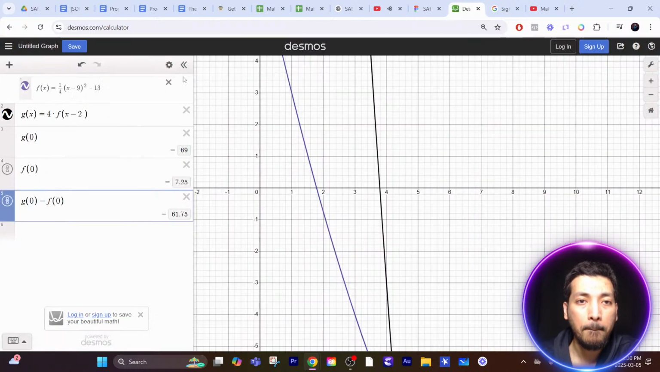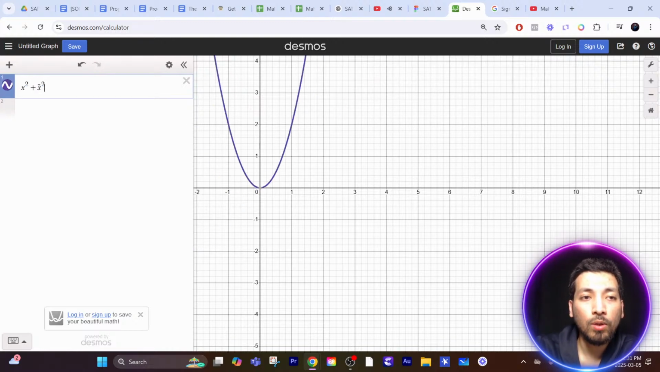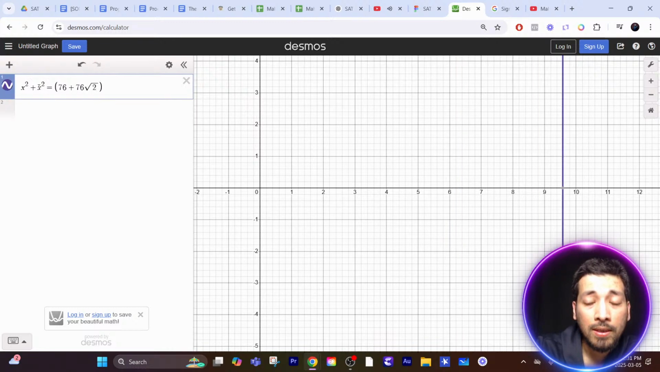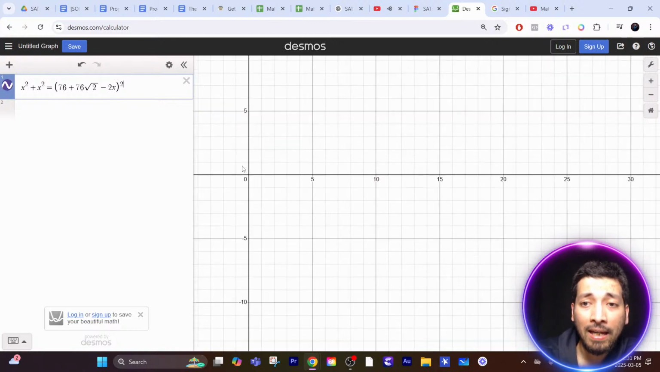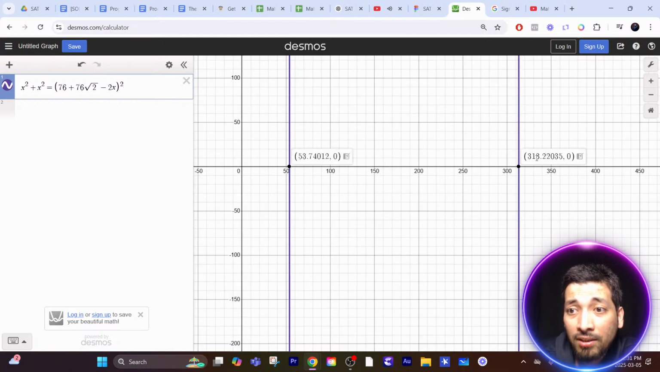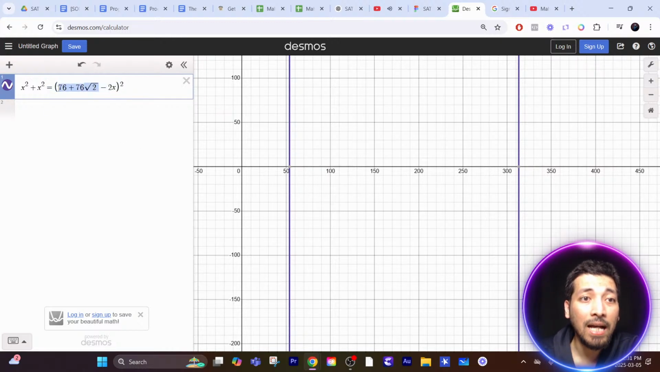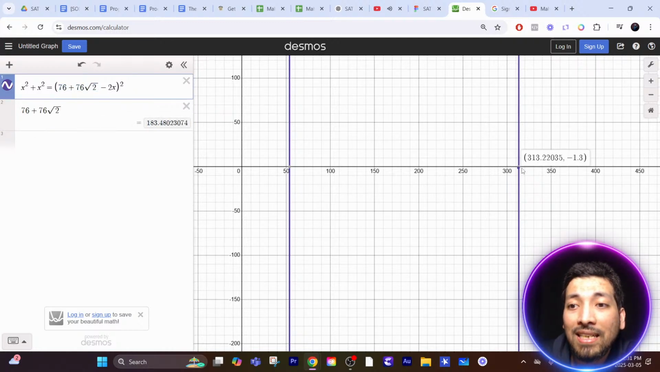So let's see. We have x squared plus x squared is equal to (76 plus 76 square root of 2 minus 2x) whole squared. And we are getting two answers, 313.22 and 53.74. Now remember that this perimeter is actually 183.48, so I cannot select this larger answer. So the x value should be 53.74.